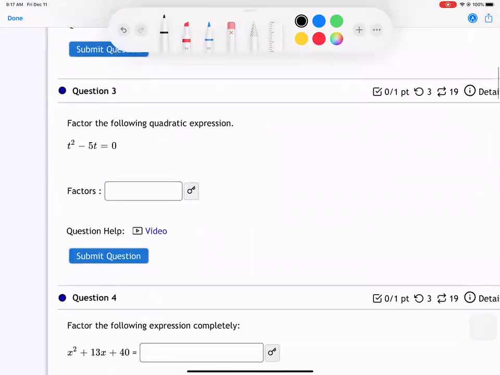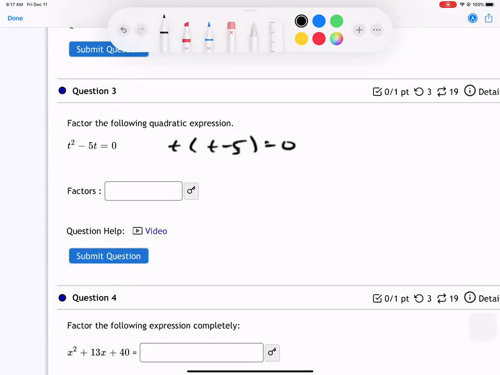Okay, factor the following quadratic. This one's pretty easy because there's only 2 terms rather than 3. So what is a common value I see that's in this problem? I see t squared minus 5t. So I see a common t. So we factor out the t. So we're left with t, not t squared. I'm half asleep still. T minus 5 equals 0.